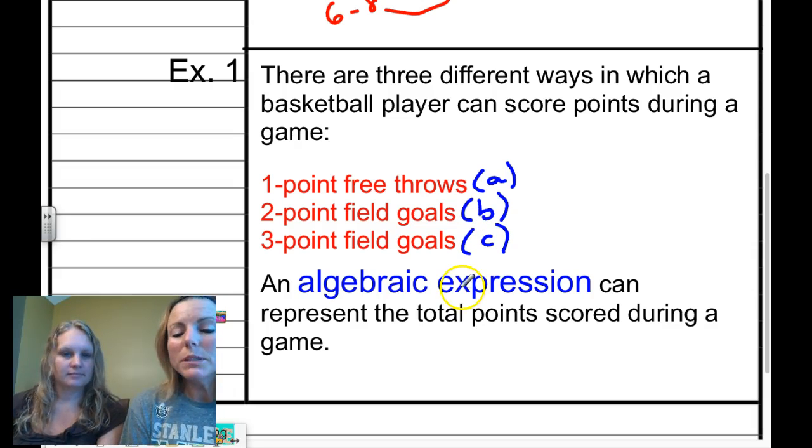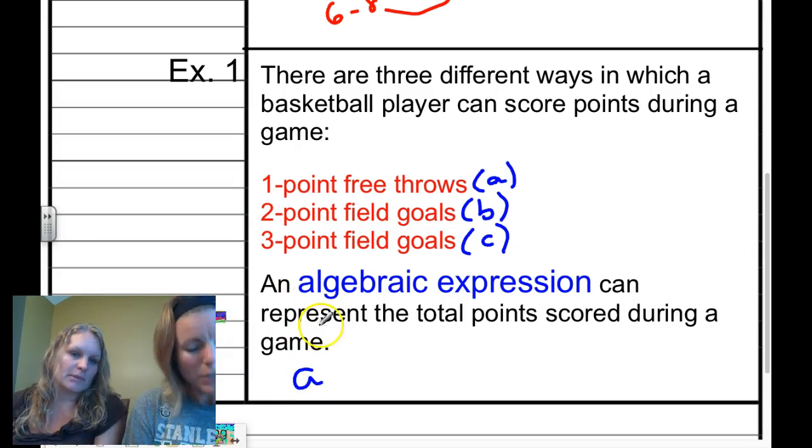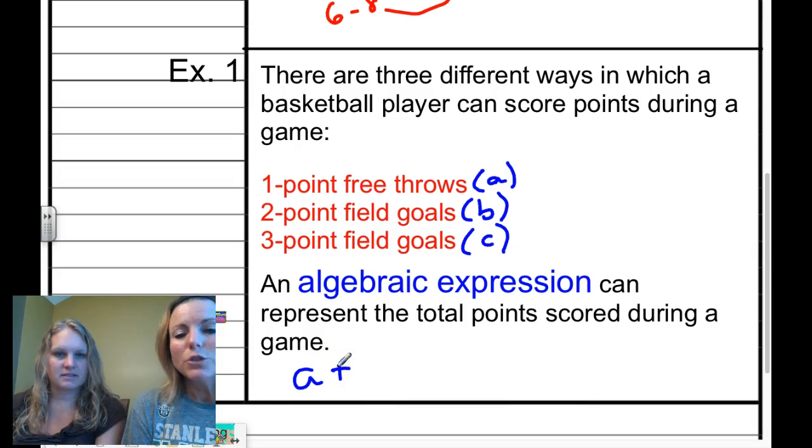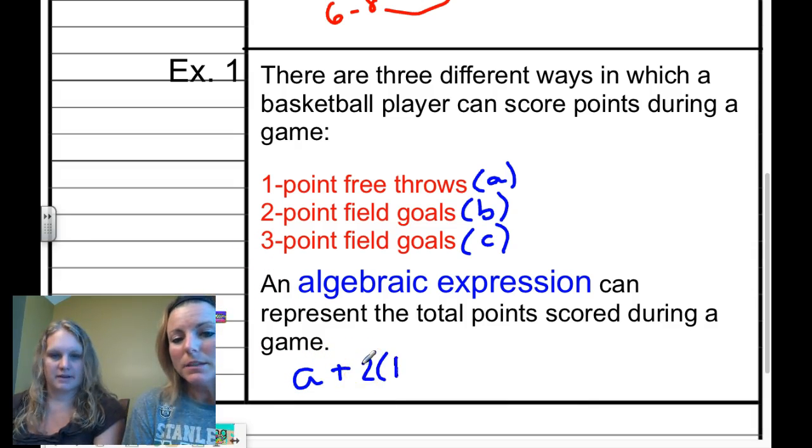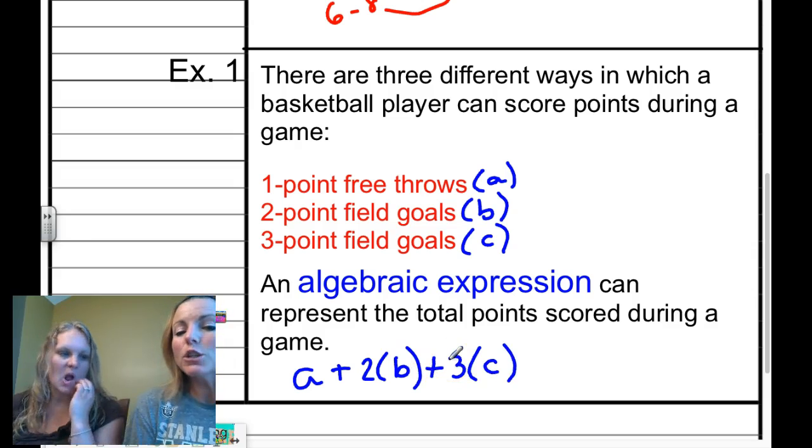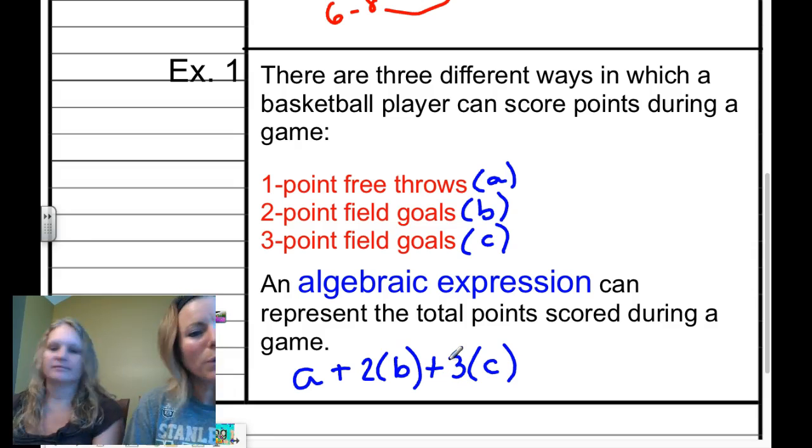So now Miss Boyd is going to write an algebraic expression that will represent the total points scored during a game. Okay. So the algebraic expression then would be A. Because really you could have a 1 out front. You could. But we don't need to do that. Plus 2 times B. Okay. Because they're 2-point field goals, for every field goal. Plus 3 times C. Okay. That is an expression, because there's no equal sign. No equal sign. Got it.